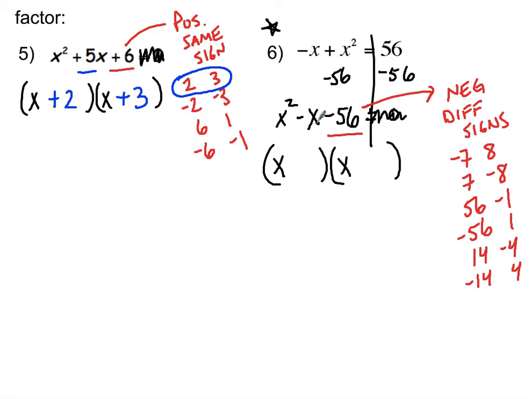We want the combination that adds to a negative 1. If I add these two, I get a positive 1. If I add these two, I get a negative 1. None of these other ones work. So that was a positive 7 and a negative 8. And that's the answer.